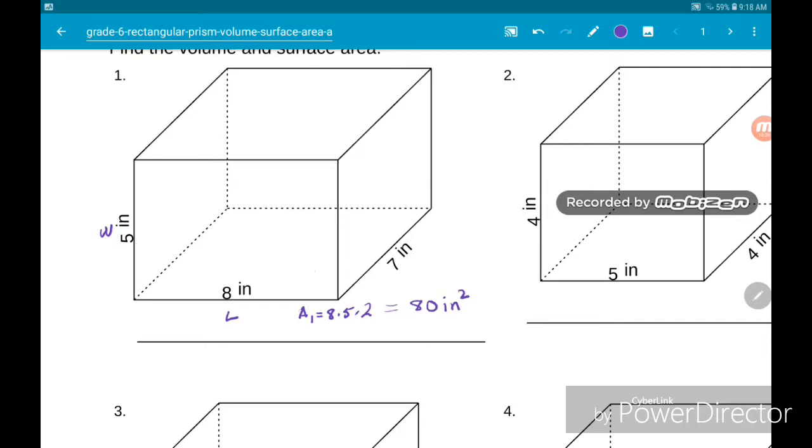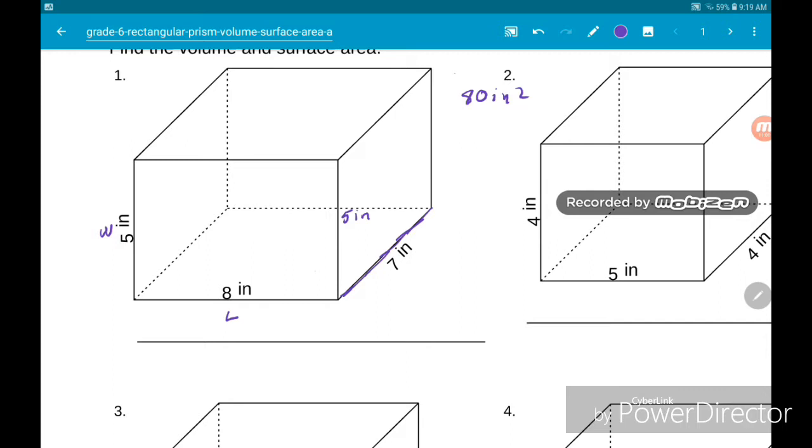Now let's do the sides. Wait, question. After we do all that, do we have to add it all up? Yeah, exactly. You can add all the surface areas. 40 in the front, 40 in the back. Add it together, it'll give you 80. So that's the answer for the front and the back. It's 80 inches squared to start.